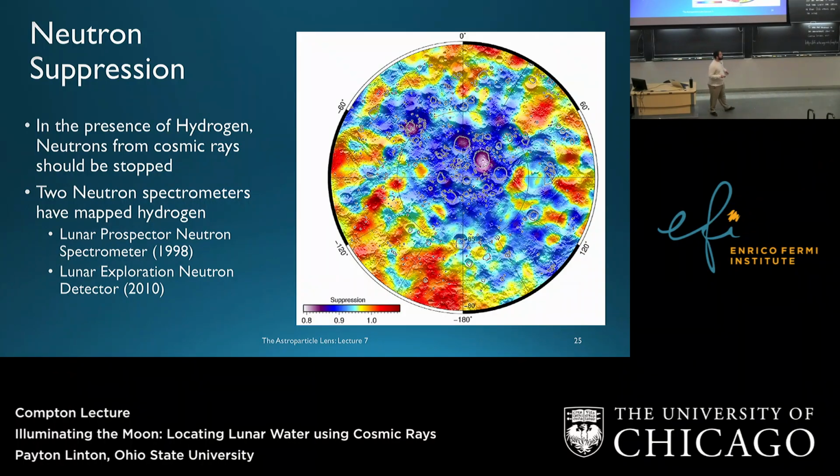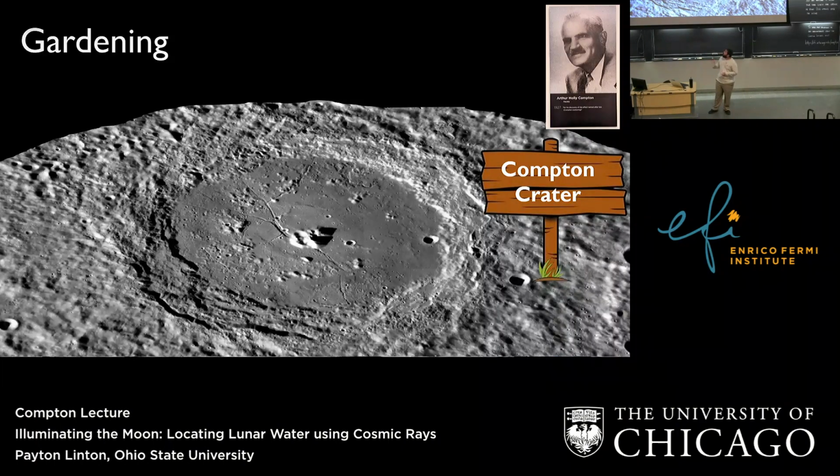Part of this has to do with the fact that this neutron spectrometry technique is limited to the first meter, right? So we must conclude, all right, maybe there's water deeper down, but why isn't there water right at the surface? If it's not at the surface, why would I expect it to be deeper down? And for that, we have to understand this concept called gardening.